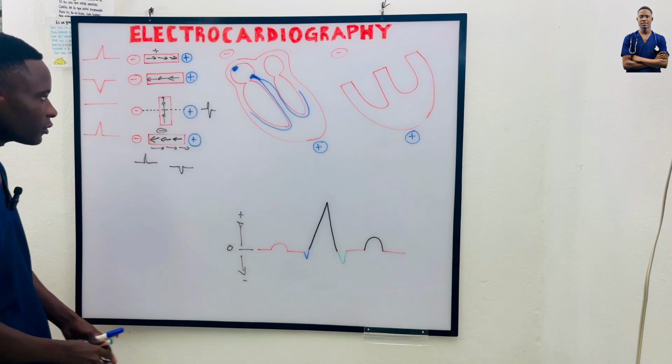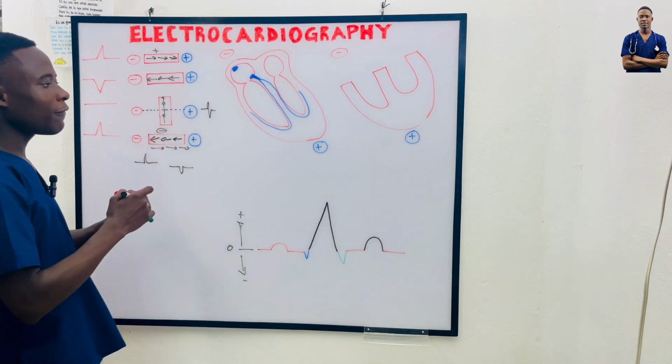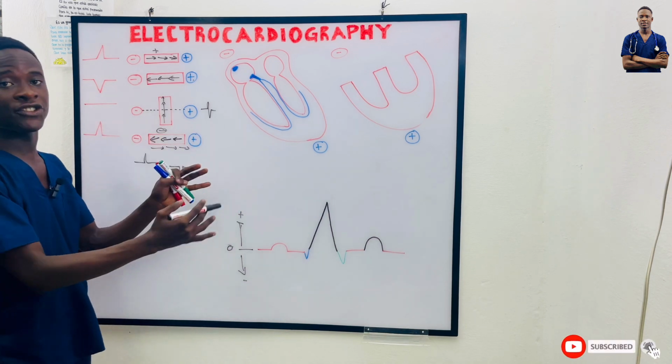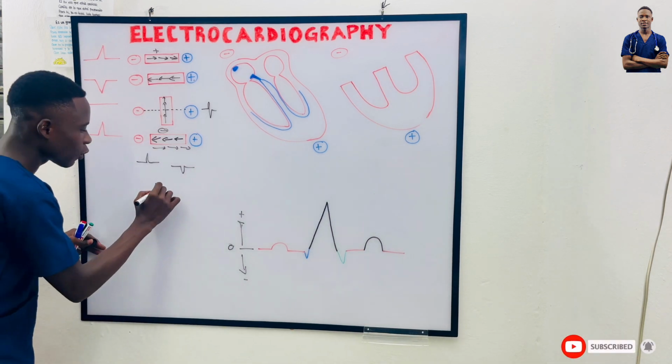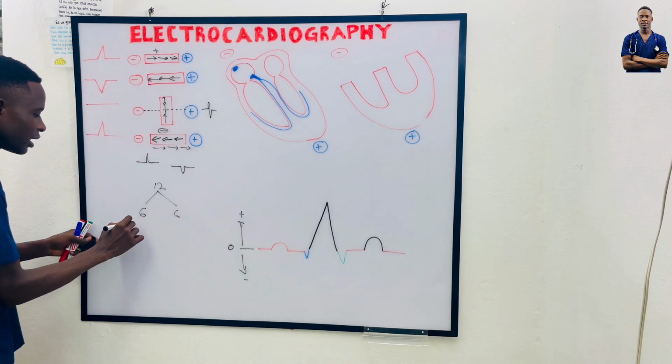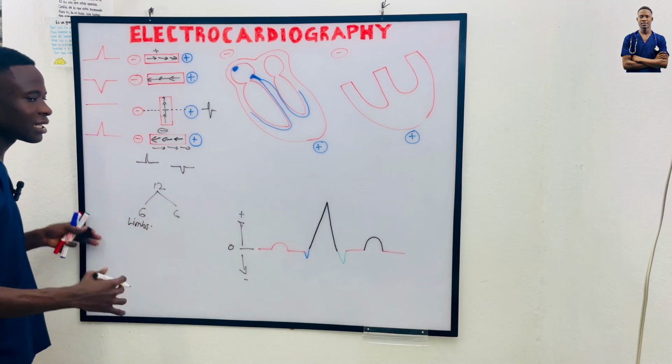Now, we actually have 12 leads that we use in the reading of the electrical activity. So of these 12 leads, we have 6 that are for the limbs, the upper and the lower.